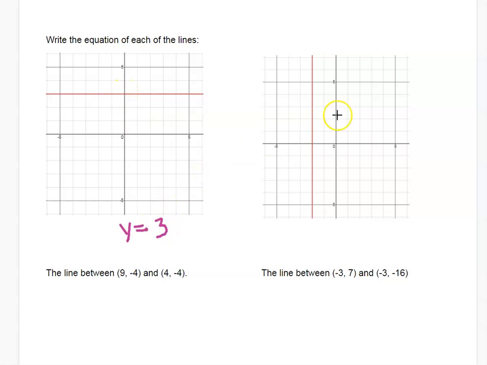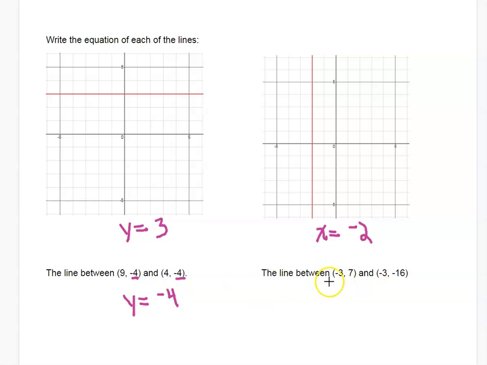Fantastic. And here we have another red line here. This is a vox. Okay, so that's going to be x equals, and in this case, x is going to equal negative 2. Okay, coming down here, write the equation of the line between 9, negative 4, and 4, negative 4. Well, we've got y's that are the same. So in this case, it would be y equals negative 4.